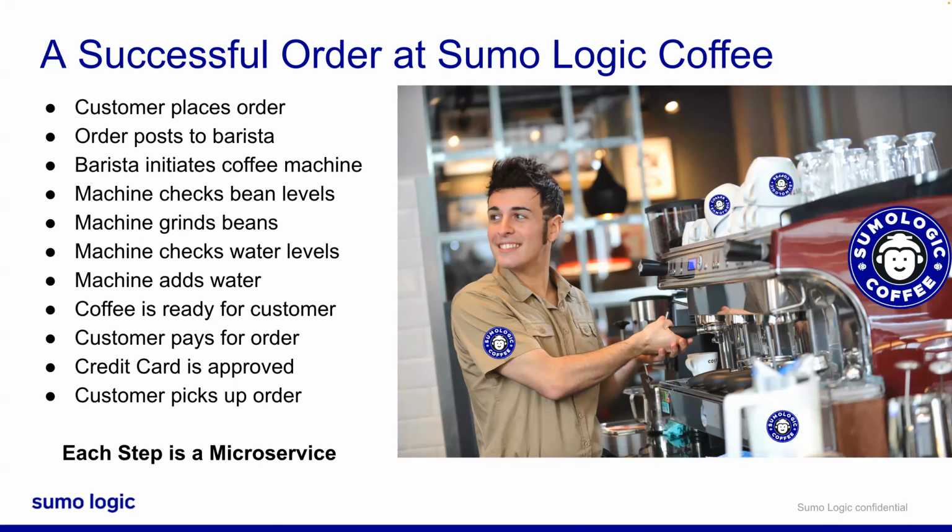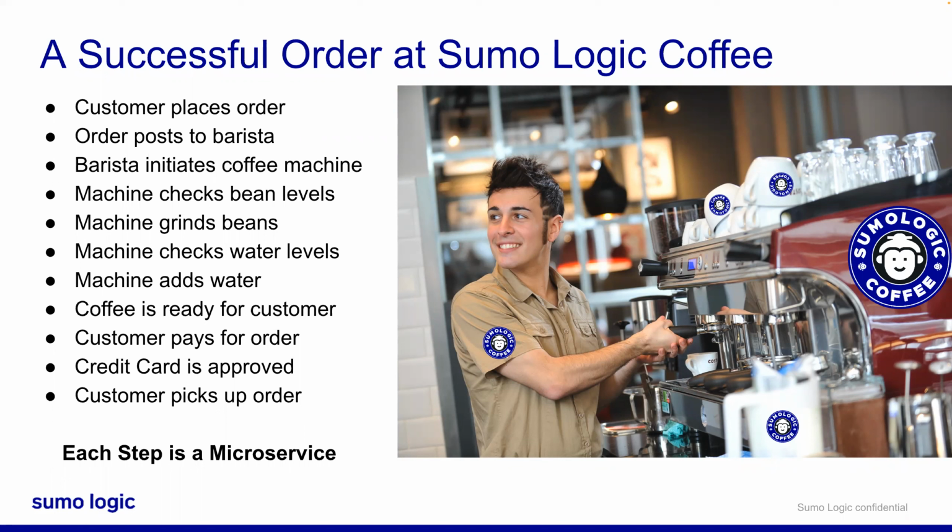And when you order a cup of coffee from Sumo Logic, it's essentially like going through microservices because there's going to be various steps that need to take place. The customer is going to place the order of coffee. The order is going to go to somebody. That somebody, the barista, is going to work with the coffee machine. The machine is going to need to check that it has adequate levels of ingredients. And if it does, it's going to start to blend those beans together. The machine is going to check that it has water, the appropriate level of water, and add that. Going to do its magic, and then the cup of coffee is ready.